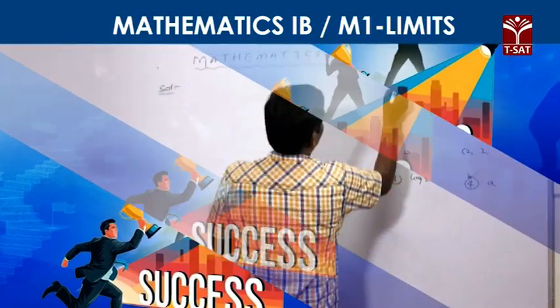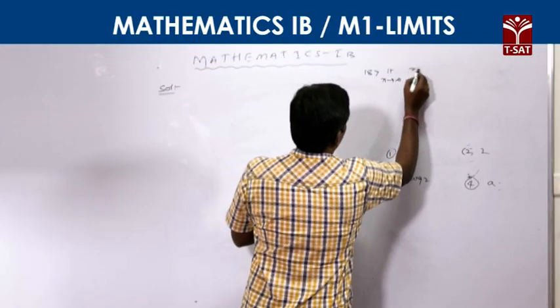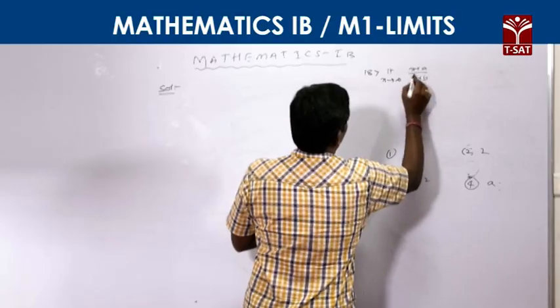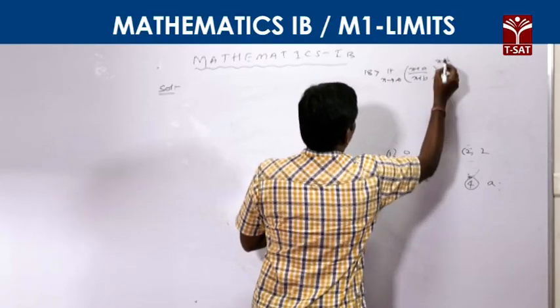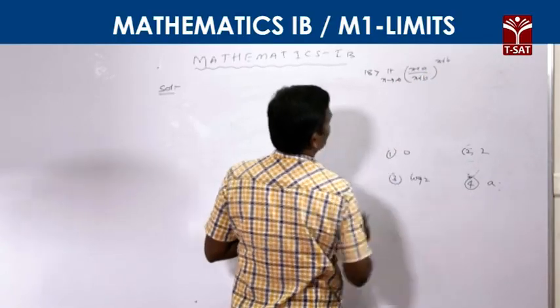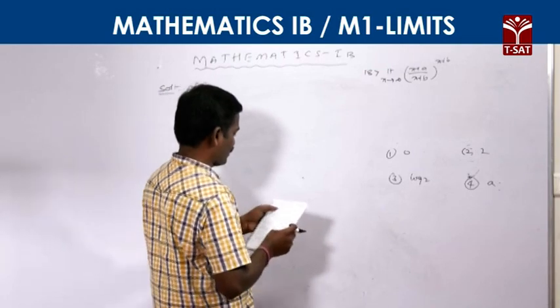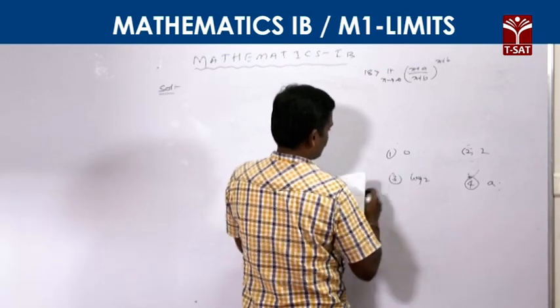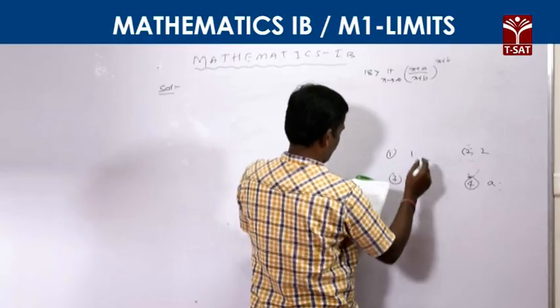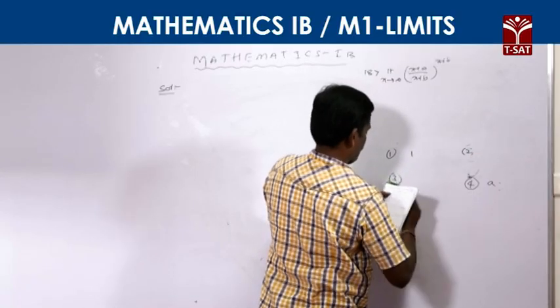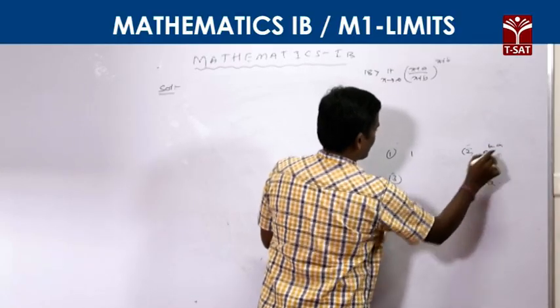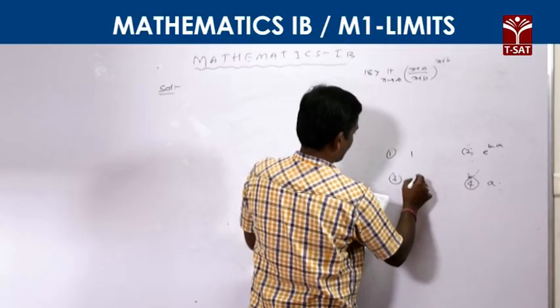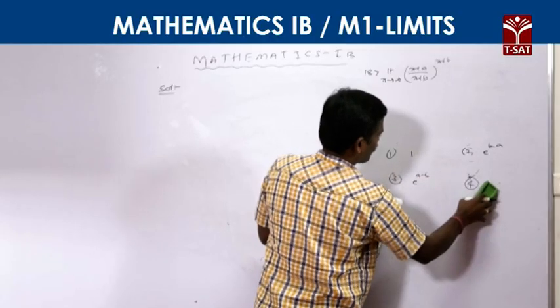Limit as x extends to infinity, (x plus a by x plus b) to the power x plus b. So this is also a 1 power infinity form. Already we discussed this type of question. Options are 1, e power b minus a, e power a minus b, e power b.